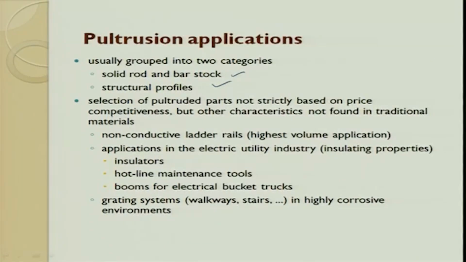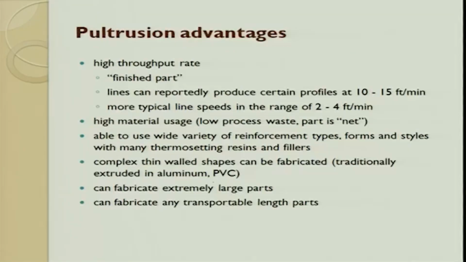Wherever you would like to have a continuous production process, there we would try to use the pultrusion process. Its advantage is very high throughput, because once you set the process, with a constant die, you keep on pulling. So, the products can run to several meters. Lines report certain profiles at 10 to 15 feet per minute, for a typical line speed of 2 to 4 feet per minute. For those who do not have a feel for a foot, 30 centimeters is 1 foot.